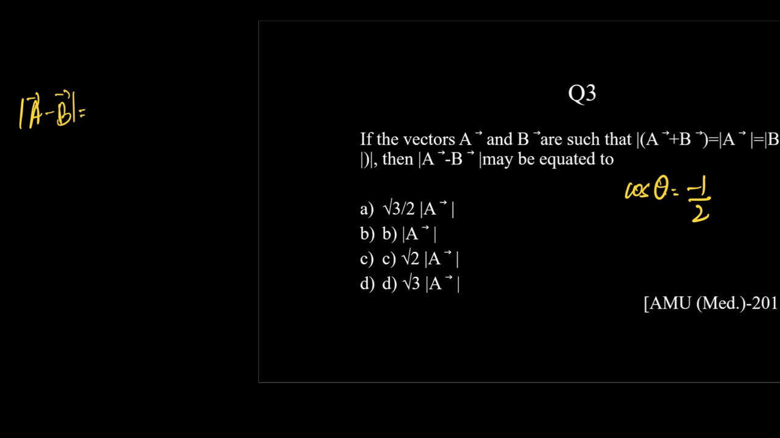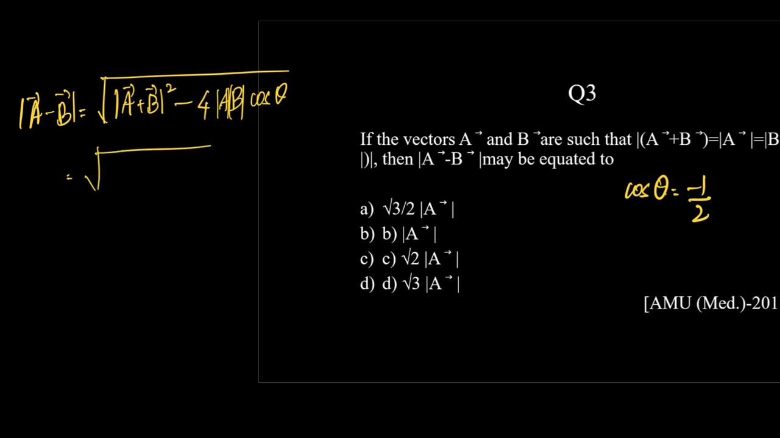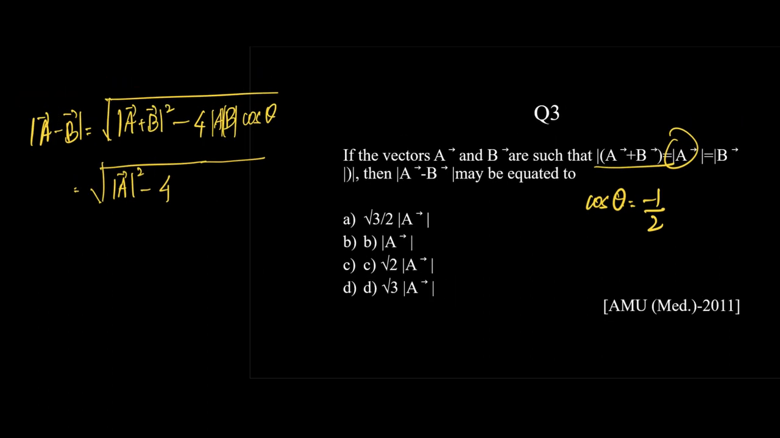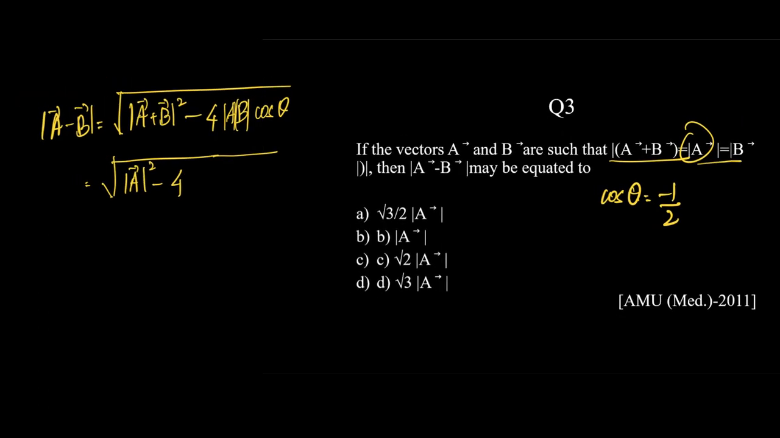And if cos theta is minus 1 by 2, how can we write the modulus of vector a minus vector b? This will be equal to root of the modulus of vector a plus vector b the whole square minus 4 mod a mod b cos theta, which is equal to root of. Now from the question we can say that mod of vector a plus vector b is equal to mod vector a. So this is mod of vector a the whole square minus, since it is given that mod of vector a is equal to mod of vector b, 4 times mod a into cos theta.